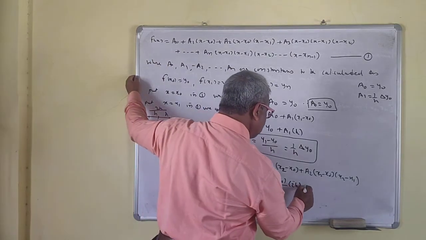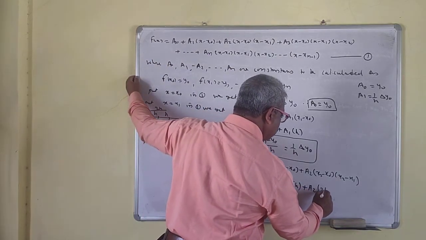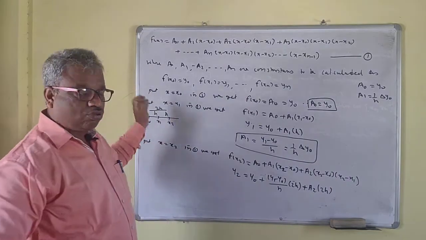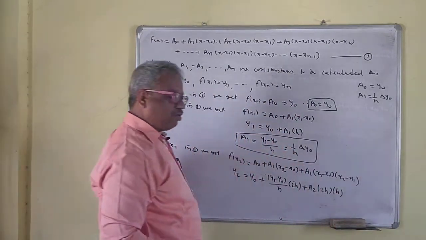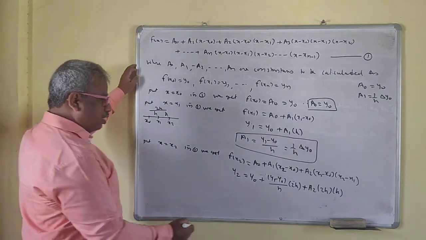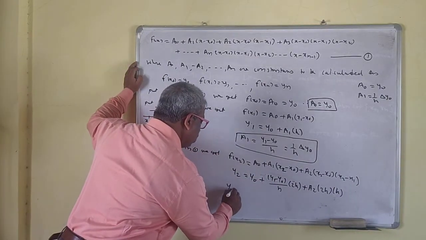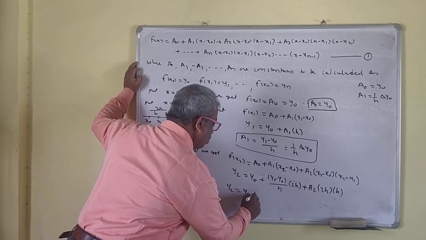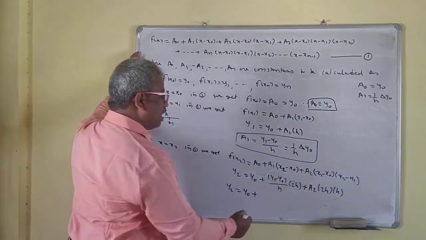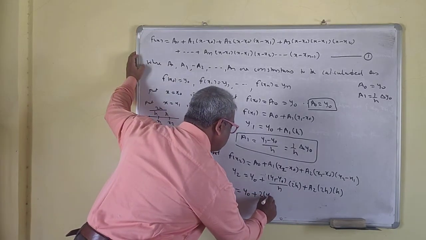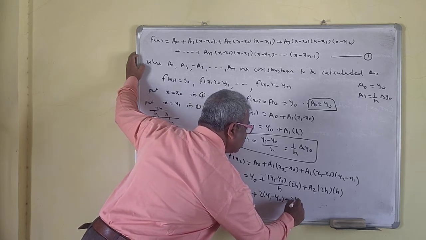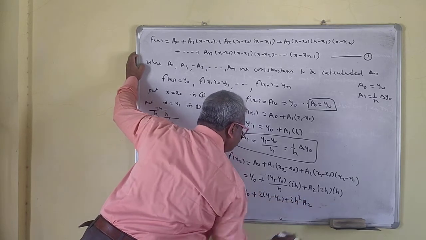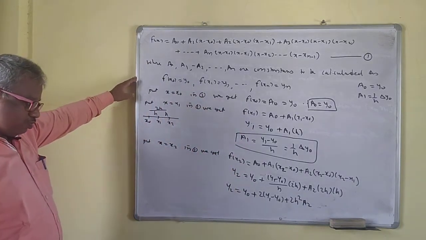Plus I want a2 now. x2 minus x0 is twice h, and x2 minus x1 will be h only. Now this h gets cancelled. This is y2 equals y0 plus 2 times (y1 minus y0) plus twice h square a2.